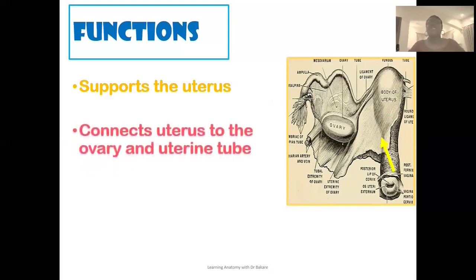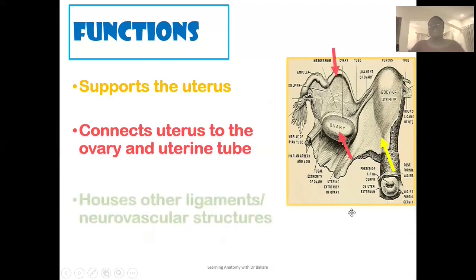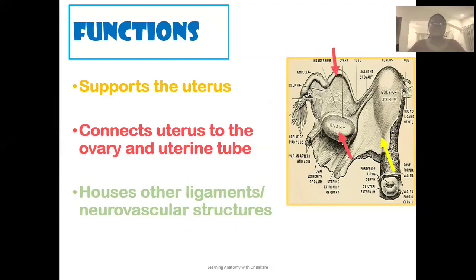It is also helping to connect the uterus with also the surrounding structures. And in this regard, it is helping to provide connection with the ovary. This is where we have the ovary and also the uterine tube. It is located at the superior region. Then finally, we also have it creating accommodation sites for a number of ligaments and also neurovascular structures.